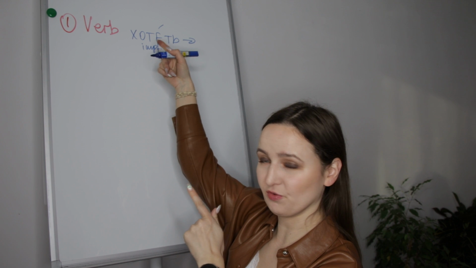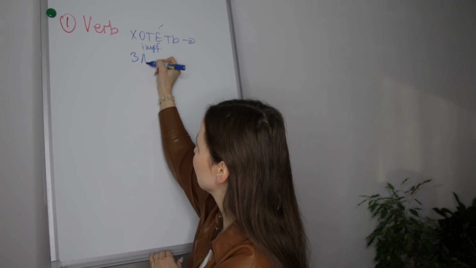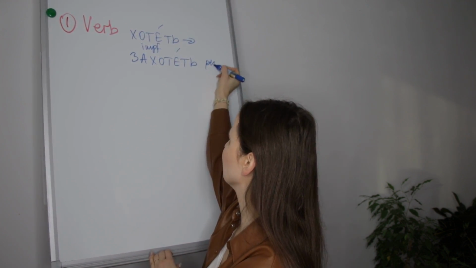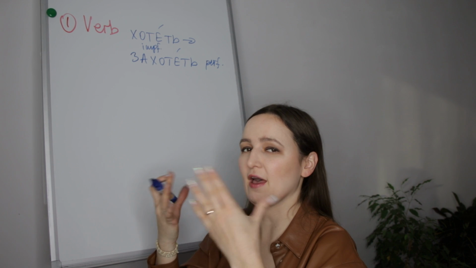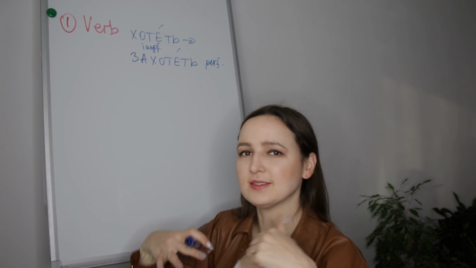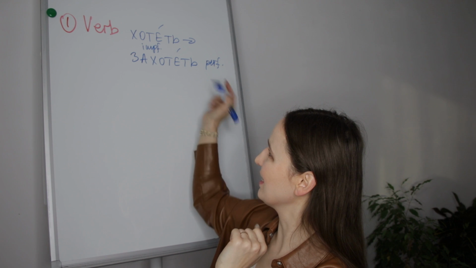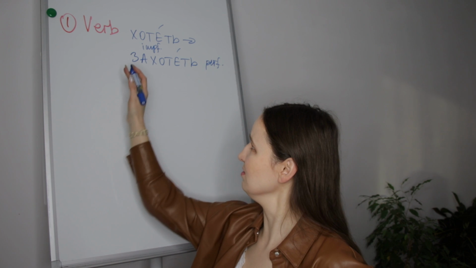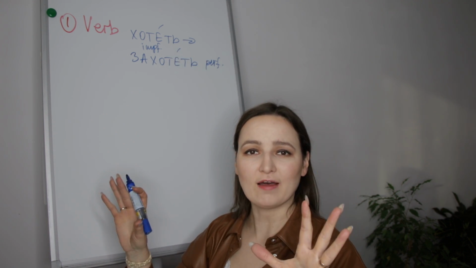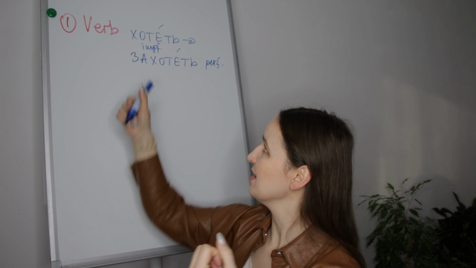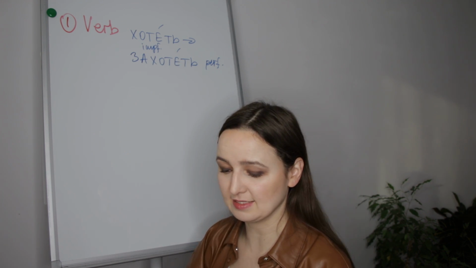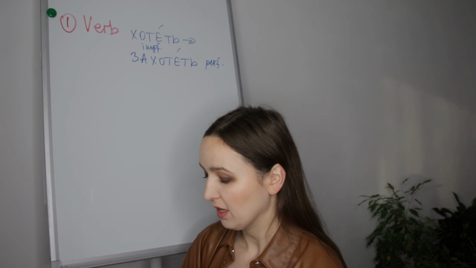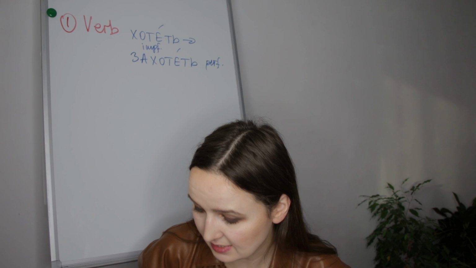This is хотеть, imperfective. Захотеть is perfective. One-time action, we have a result, finished in the past, will be finished in the future. About perfective we will talk later. But you have to learn all the verbs in pairs. Imperfective, perfective. Хотеть, захотеть. Now let's conjugate imperfective, хотеть, because this is what we need at this level.